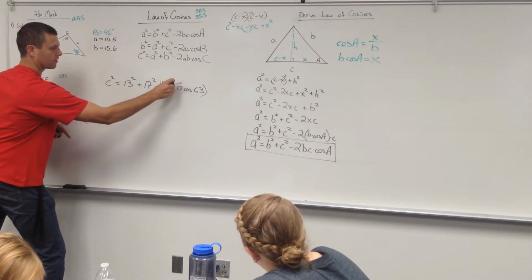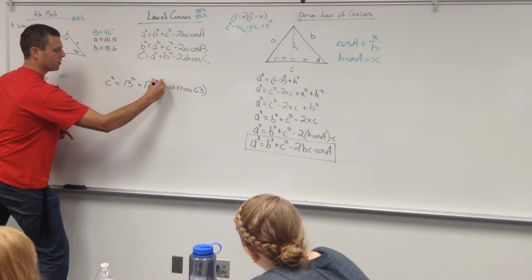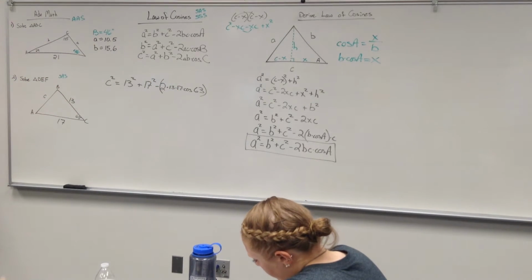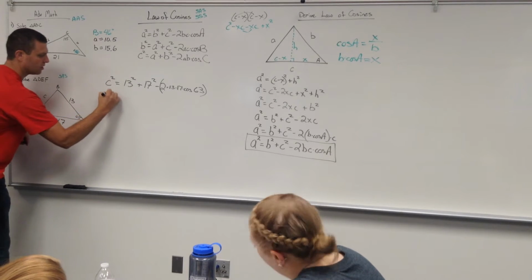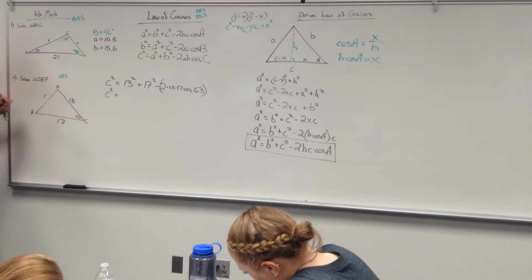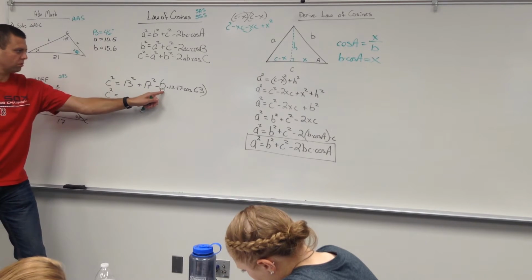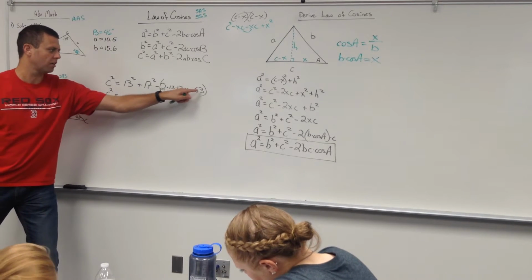Then you do that. Actually, I'm going to change this. I'm going to put my parentheses all the way in front. So c squared equals a squared plus b squared minus 2 times a times b times cosine of angle c.